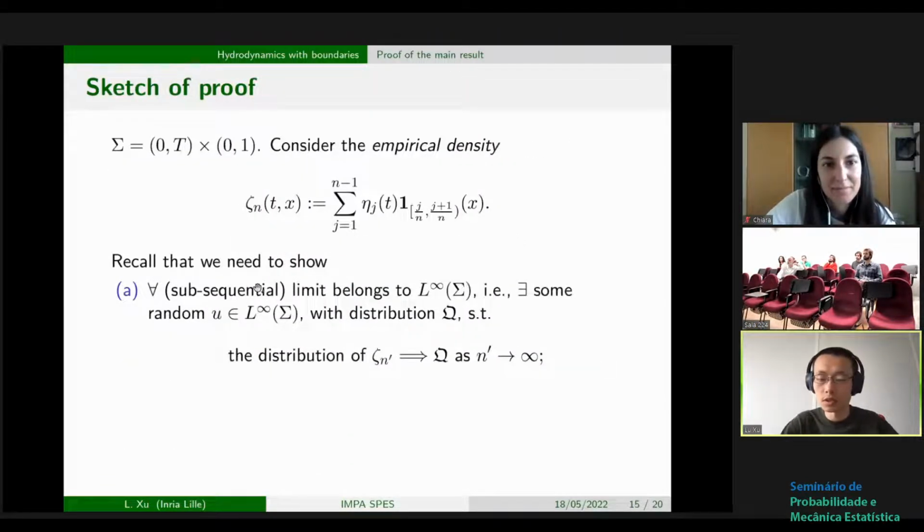give a very simple sketch of the proof. So the proof basically goes like this. We consider the empirical density, theta n, which is the empirical density in time and space.